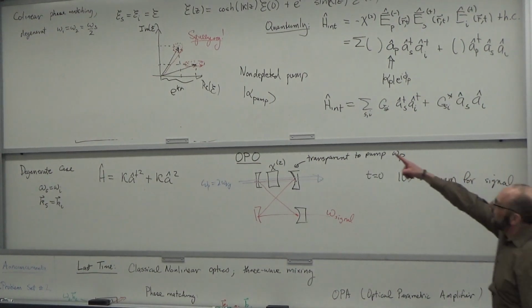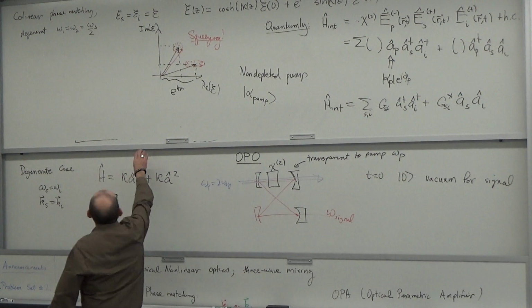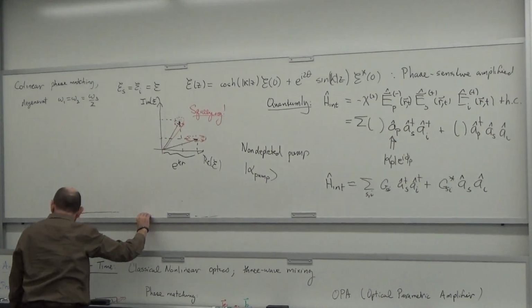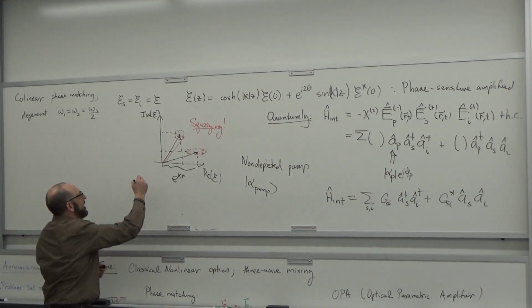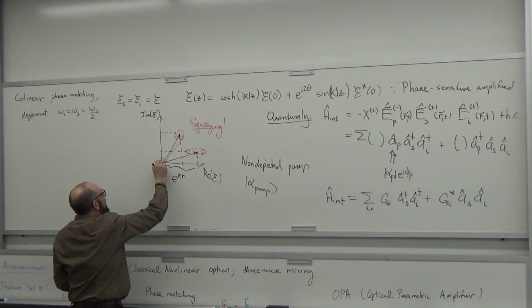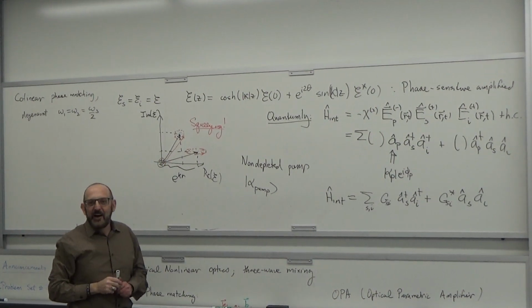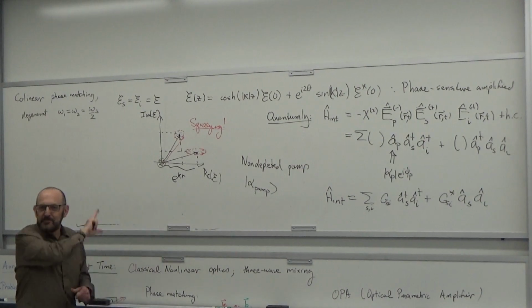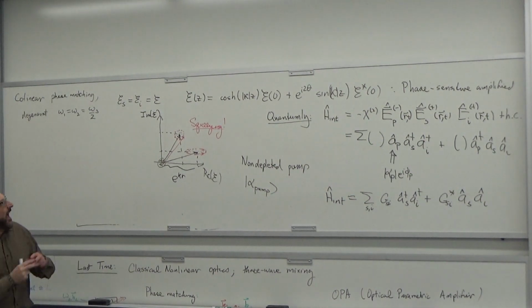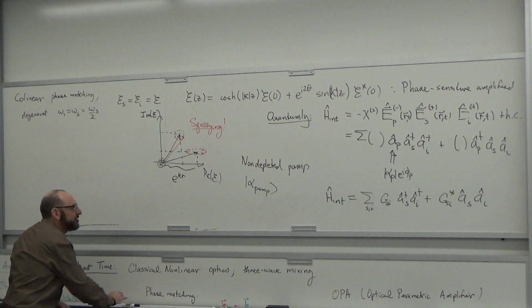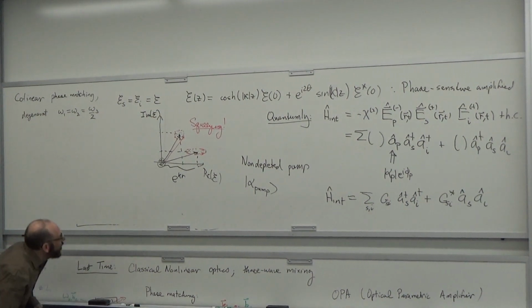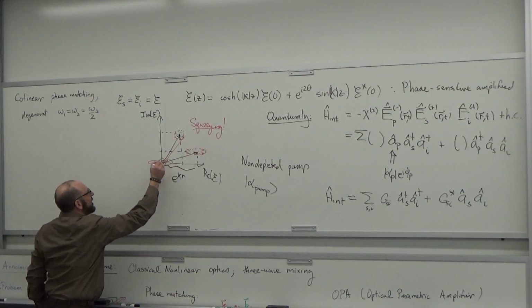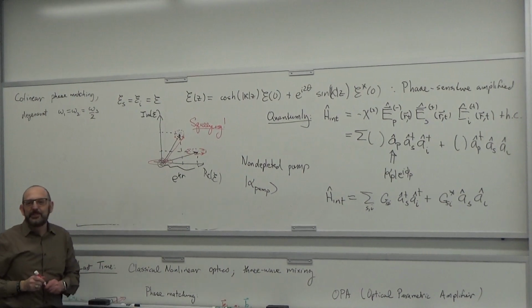So this picture over here would be exactly the same, but I would just think about it from this point of view: the vacuum is a bunch of different phasors with some distribution, and they get amplified in the OPO and come out, depending on the phase of the pump, squeezed.